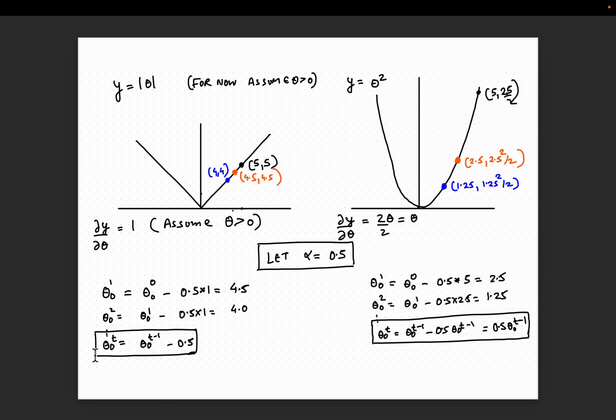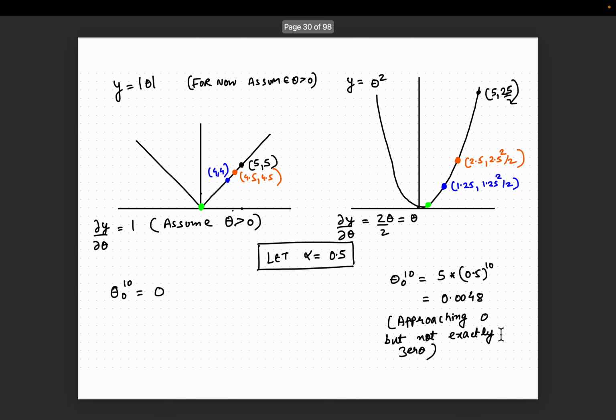We can generally write this recurrence: the new value of theta at t is the older value of theta minus 0.5, and in the other case it's 0.5 times. If I do this for 10 iterations, in the first case I'll get theta equal to exactly 0. In the second case I'll get 0.0048. In the next iteration I'll get 0.0024, 0.0012, and so on. Will it exactly touch 0? No. So this is the other intuition for understanding why we don't exactly get zeros for individual thetas for L2, whereas we get it for L1.